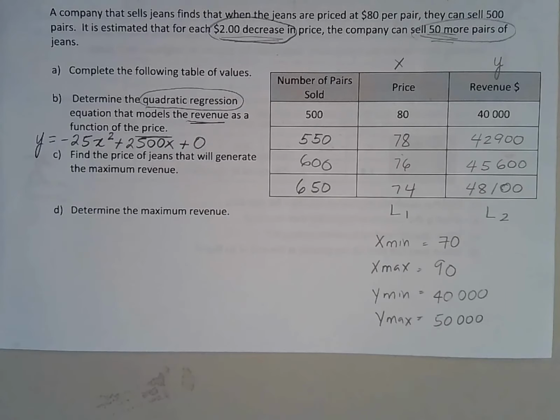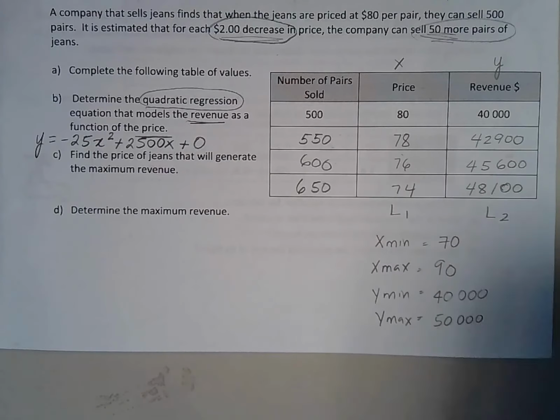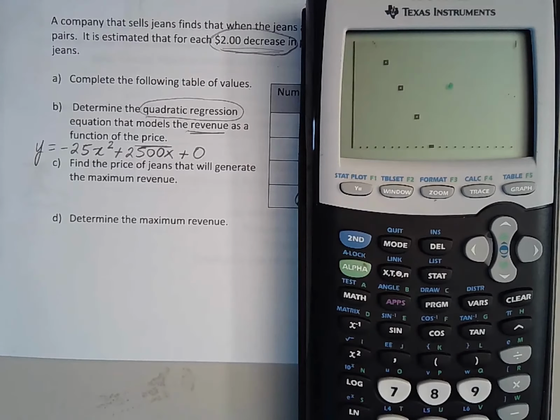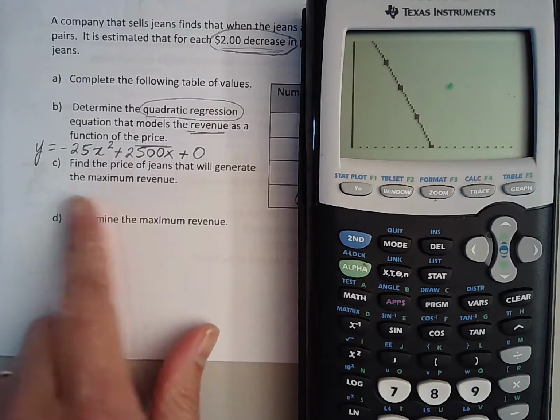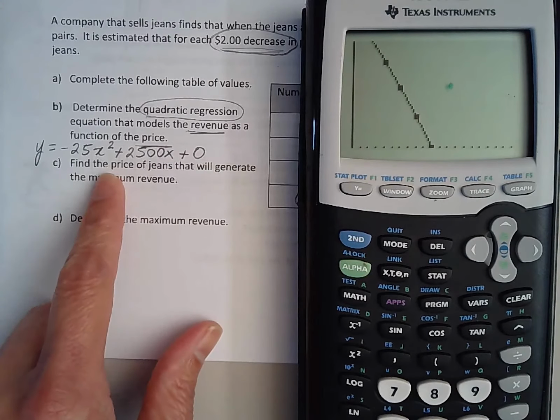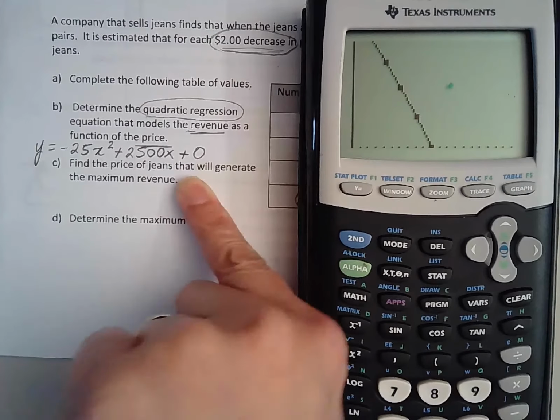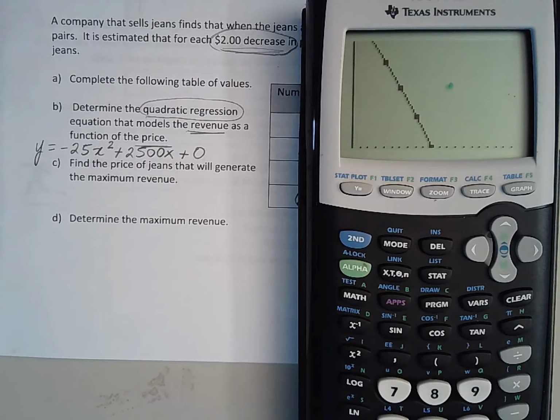Okay, did you get negative 25x squared plus 2500x plus 0? Yes. Good. You did well. Now press your graph there. The next question is, find the price that gives the maximum revenue.